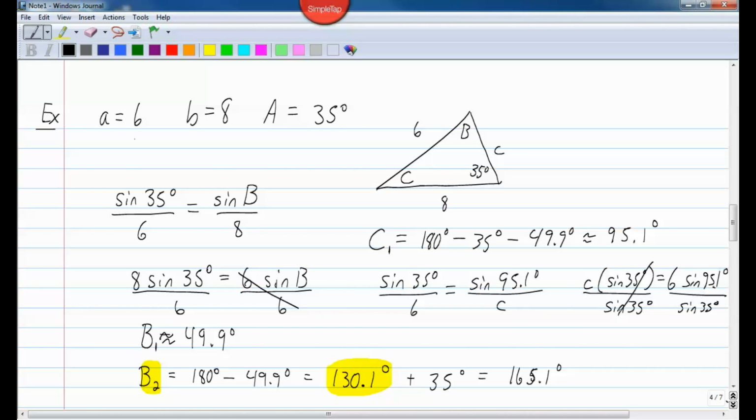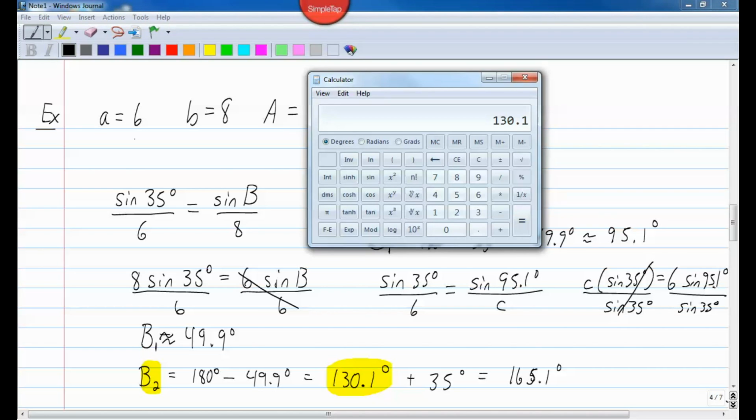Alright, so it's going to be 6 times sine of 95.1 divided by sine of 35 equals. Alright, and I get 10.42.